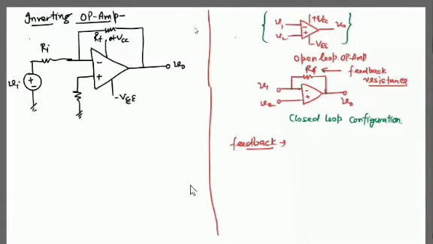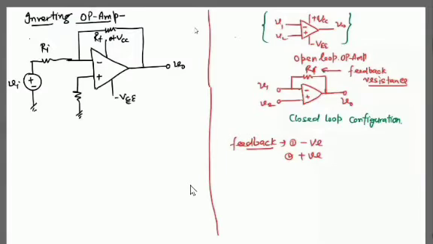Feedback can be of two types. First one, negative feedback. Second one, positive feedback. How can we define negative and positive feedback in terms of this op-amp? Let me explain. This is the negative terminal and this is the positive terminal.